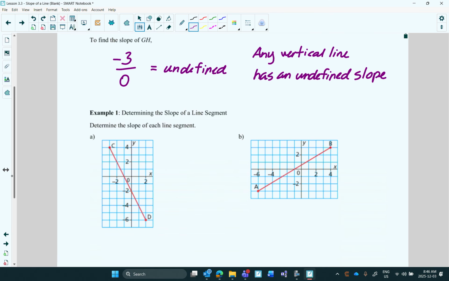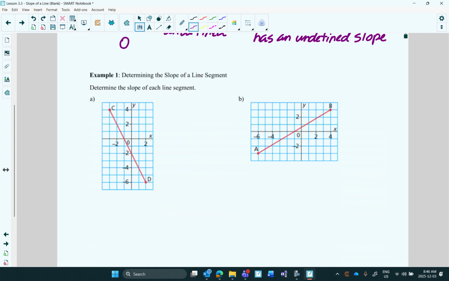So just as a little practice, what would the slope of this line be? Find a starting point, figure out how much you move vertically, figure out how much you move horizontally, divide them, and leave it as a fraction if you can't divide cleanly. It doesn't matter if you start at C and move to D or start at D and move to C, it's still going to give you the same answer. And because this one falls to the right, it goes down, it's going to have a negative slope.